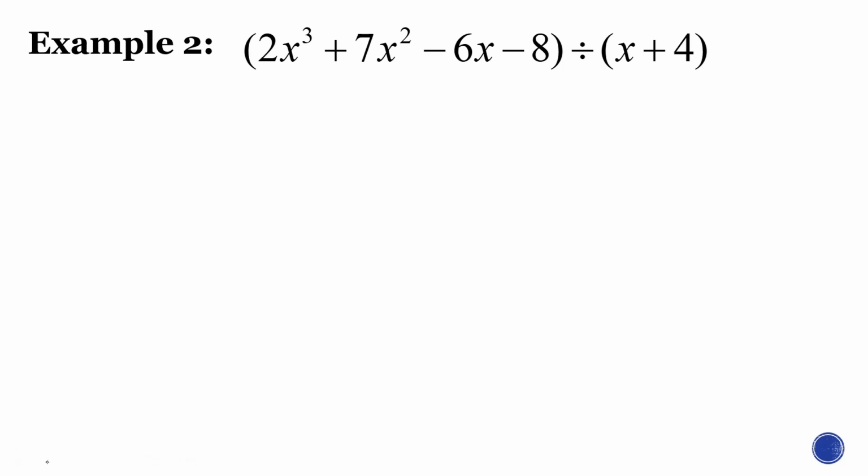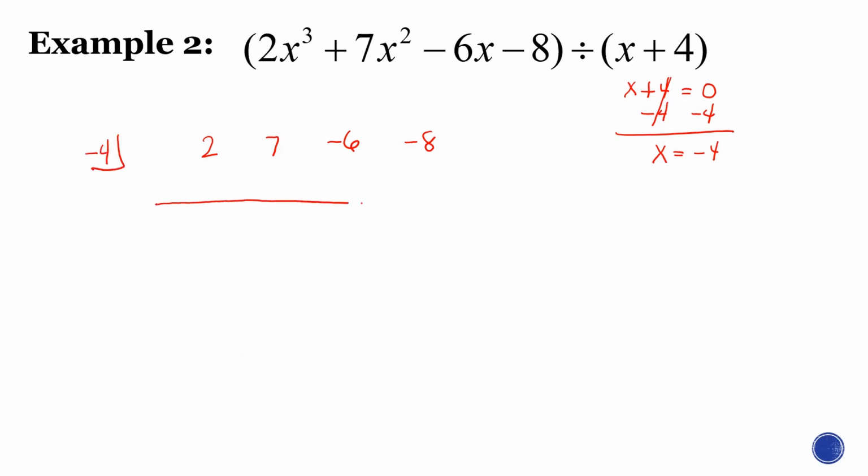Again, the first step is we just need to bring down all those numerical coefficients, including the constant. So we got 2, 7, negative 6, and negative 8. And then we will equate this divisor to 0 and then solve for x. So as you notice, we are just switching the signs. So we will put the negative 4 here.